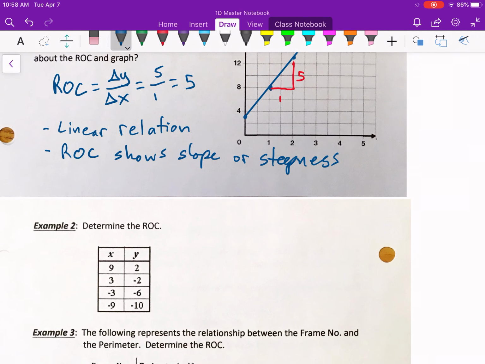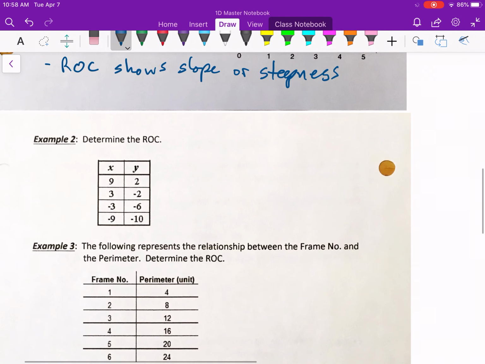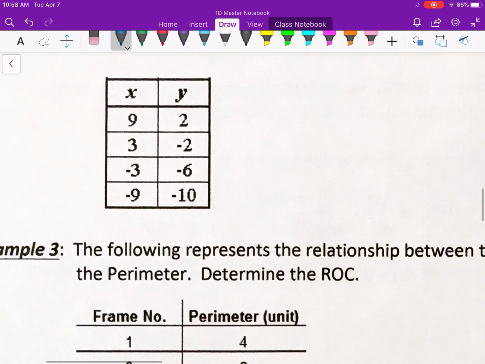All right, let's determine the rate of change in the next example. So here, we're going from, here's my delta x, let's call it that. So going from 9 to 3. So it's going down, first of all, from 9 to 3. So we need to indicate that with a negative sign. That's important. And it's going down by 6. So it's negative 6. Going from 3 to negative 3, picture a number line.